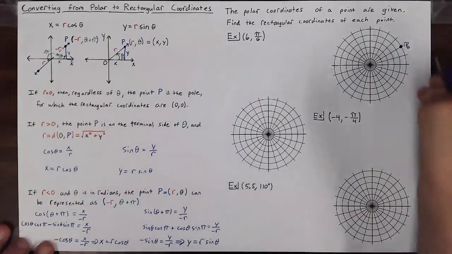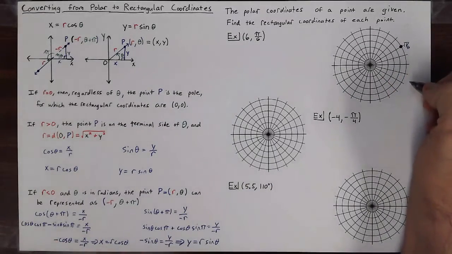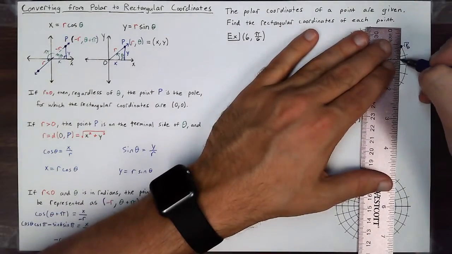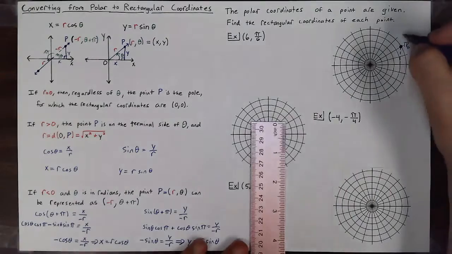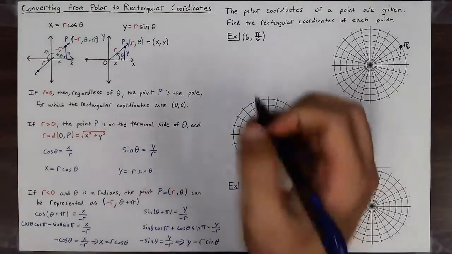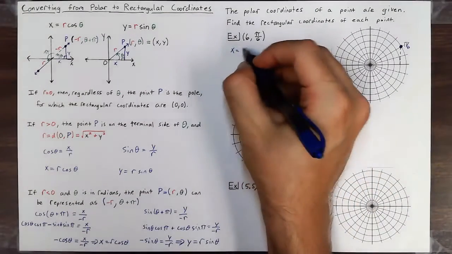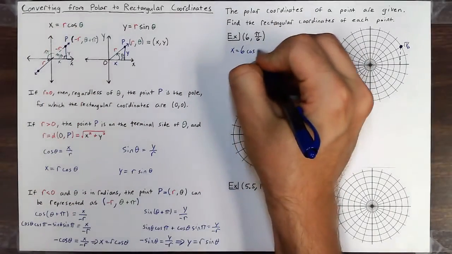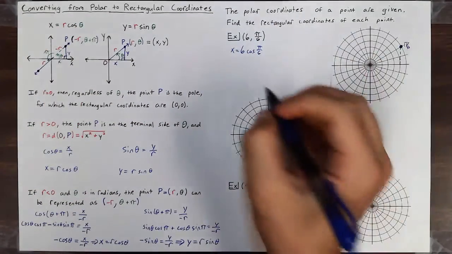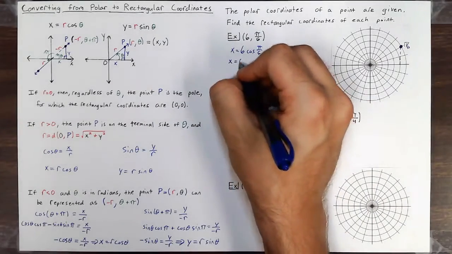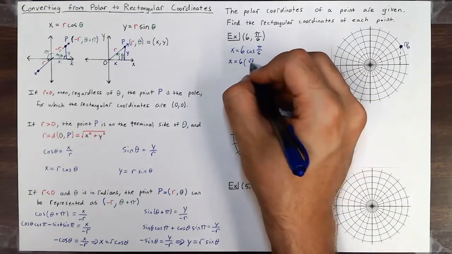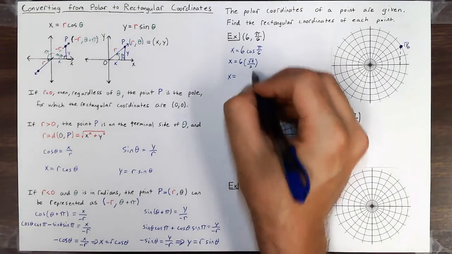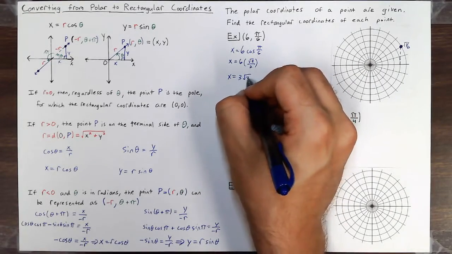And now I want to find the rectangular coordinates, meaning how far out and how far up does it go? What are the x, y coordinates for it? So to find the x coordinate, I'll use 6 cosine of pi over 6, which would give me 6 times the square root of 3 over 2. So x is equal to 6 divided by 2, 3 square roots of 3.